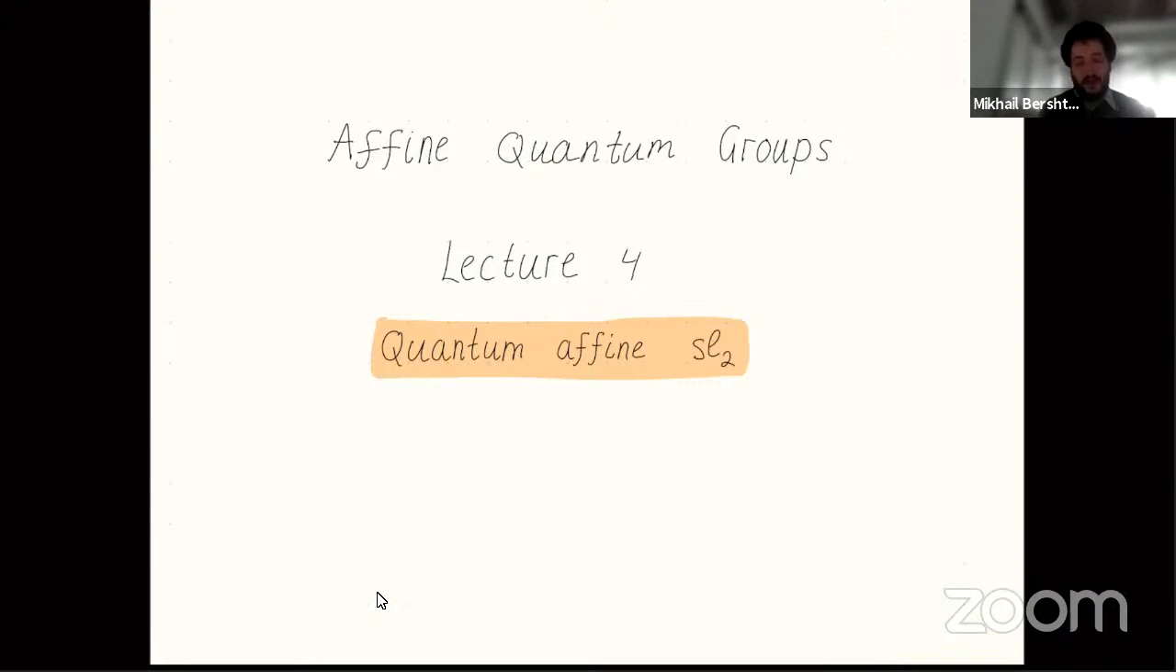So actually, the last time we didn't finish the story about affine groups, but I decided that it's already October, so I should start the topic. And actually, the first main theme about affine quantum group is the presentations. So maybe before I start the example, I will say a few words about the general picture.